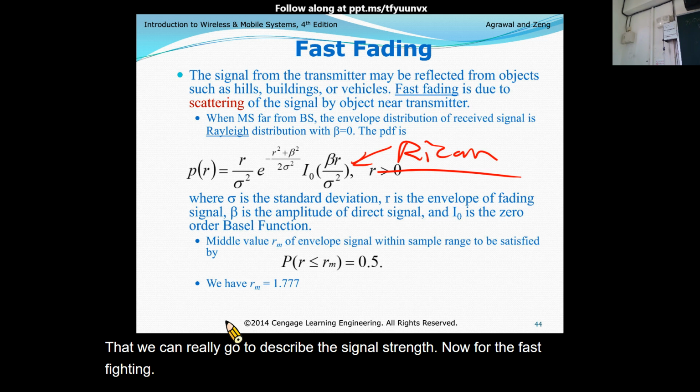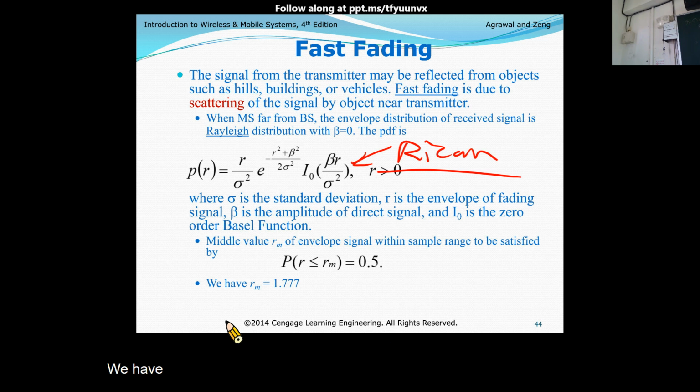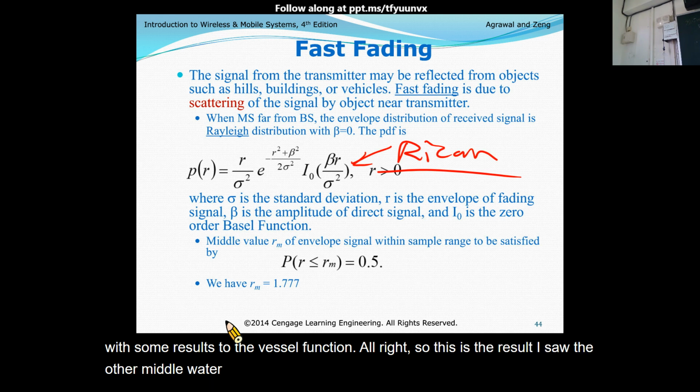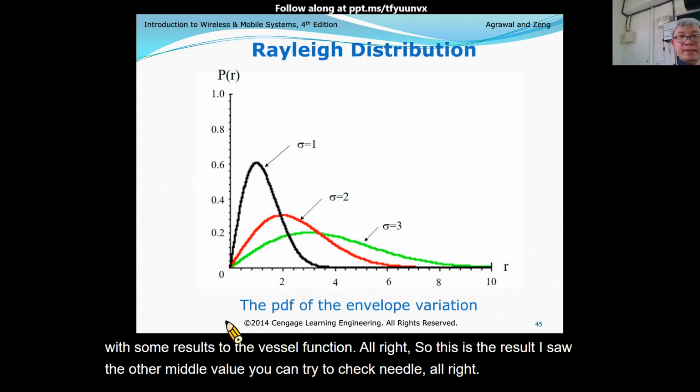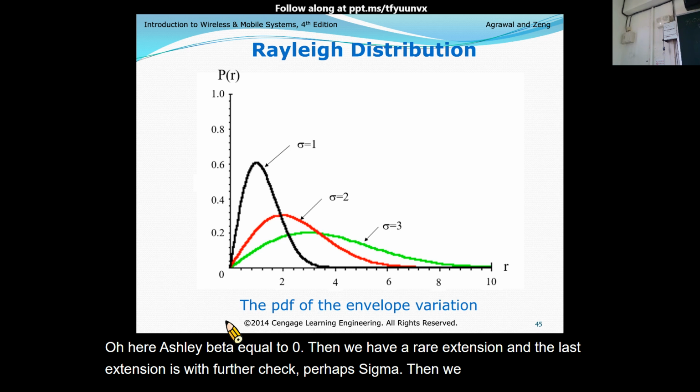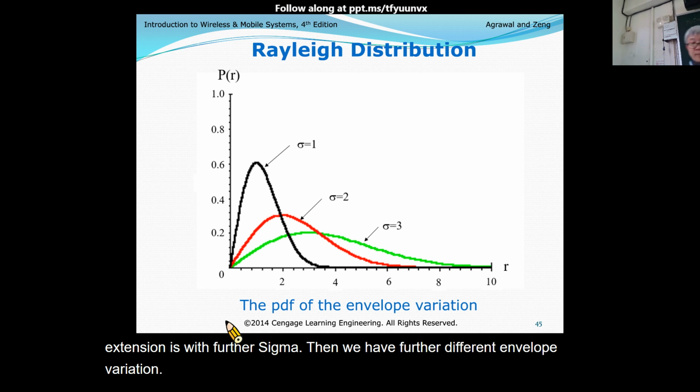And we have some parameter descriptions. You can try to check these. Specifically, we relate some results to the Bessel function. All right, so this is the result. The other middle value, you can try to check. And here, beta equal to 0, then we have a Rayleigh distribution. And for the Rayleigh distribution, if we further check the parameter sigma, then we have different envelope variation, like this one.